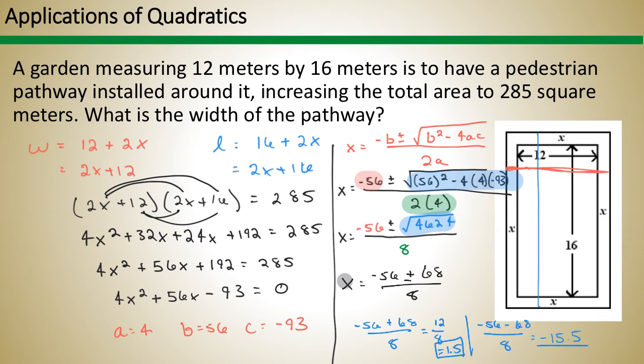Okay, so we have two different answers here, but if we're talking about the width of a pathway, what we know is that cannot be negative, so this cannot be our answer, okay? So this down here is our answer. The width of that pathway is going to be 1.5 meters.